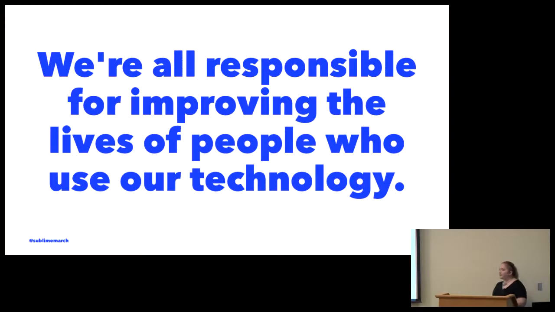I don't think that there are many people who are like, I make this technology to make people's lives worse. And maybe it accidentally ends up making somebody's life worse. Maybe you do make something that's awful that people do not like using. But I am assuming that for the most part, your goal is not to make somebody's life crappier, right? You want to help improve things. You want to make things better. We are responsible for improving these people's lives.